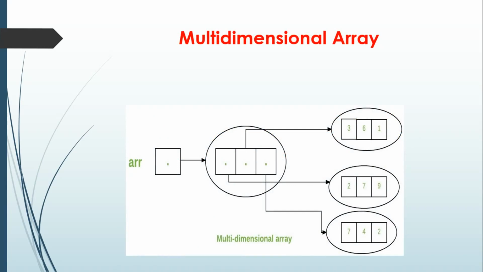Here is the array ARR, and we can see that it has some different types. It shows the array with 3 dimensions. That is, the first one is 361, the second one is 279, and the third one is 742. It means that the first block also has 3 blocks inside it. The second block also has 3 blocks inside it, and the third block also has 3 blocks inside it. So in this way we can use the multi-dimensional array, meaning arrays inside the array.